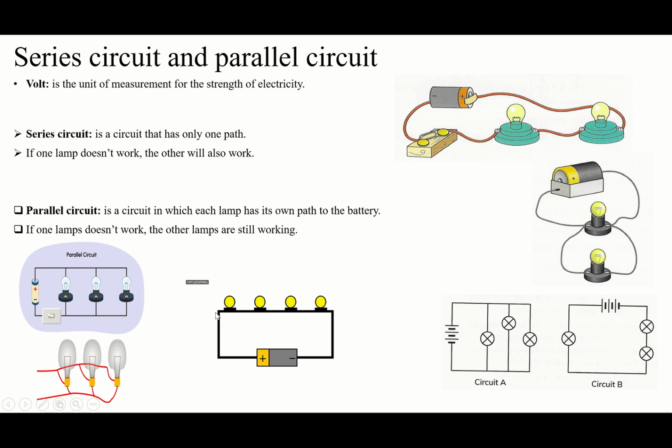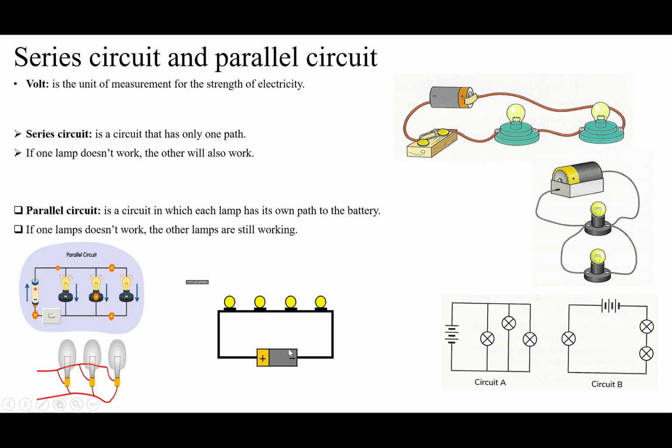If you look at this part, you see all the lamps are going to work. You see the electricity is going, one to this one, the next one, and the other one. Even if you take out one of them, the others are working. Like here, one is not working, but the other two are working. Why? Because they have their own path. There is one path for this, one for this, and one for this. They are not connected.